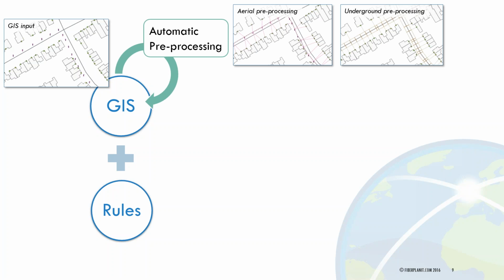Then within FiberPlanIT, we have some automatic pre-processing steps. So starting from the streets, we can automatically generate possible trenching locations by the side of the street and take into account the width of the street. Also for aerial, we can automatically connect poles to each other and then provide the lead-in to the building from this pole. And all of this information can still be edited to make sure that local conditions are taken into account.